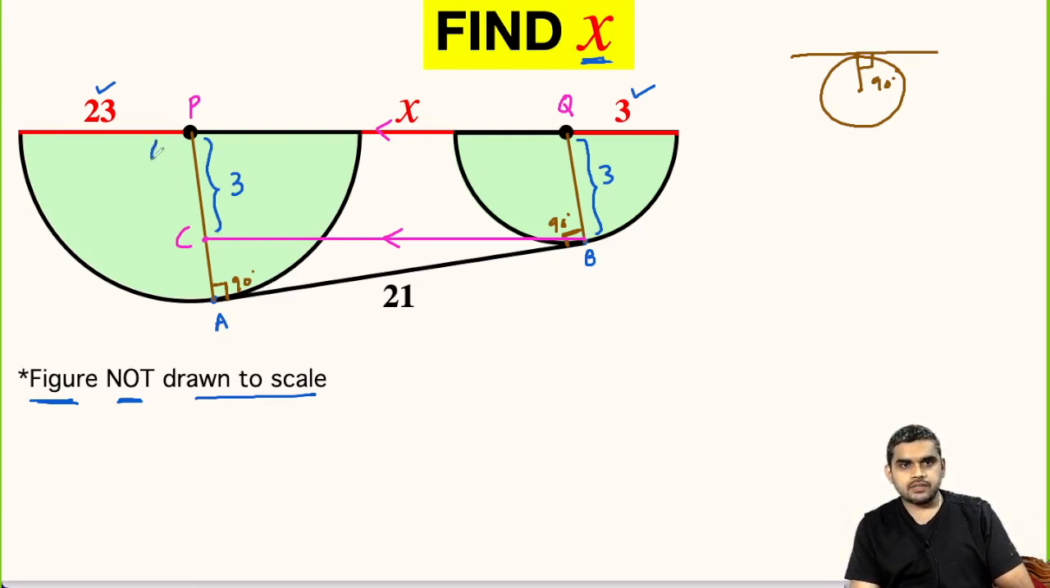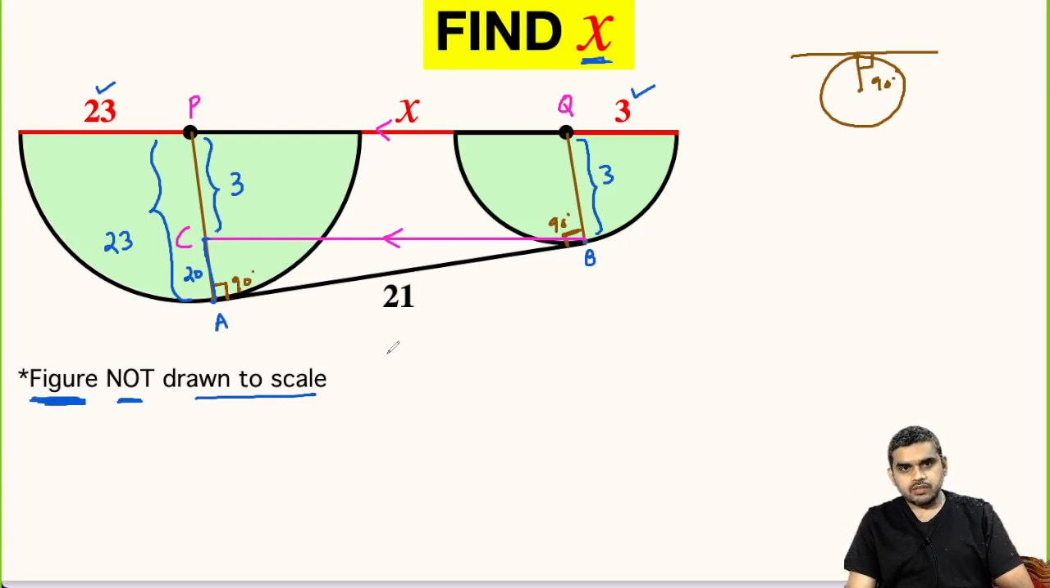Also, the radius of this bigger semicircle is 23 units. So 23 minus 3, this distance C to A is 20 units. You might be wondering that CA is 20 units while CP is 3 units, but the dimension of CA is smaller as compared to PC in the figure. That is why it is given that the figure is not drawn to scale.